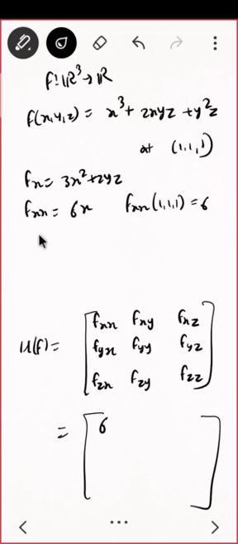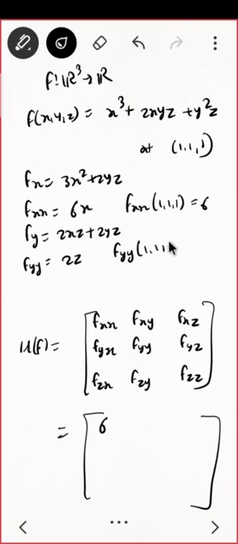Okay. What will be fy? fy is equal to 2xz plus 2yz. fyy will be 2z. Correct. fyy at 1 1 1 is 2. So that is done. What is fz? fz is 2xy plus y square, and what is fzz? So that is 0, no? Yeah, that is 0. So here fzz will be 0. So this is 6, this is 2, this is 0.